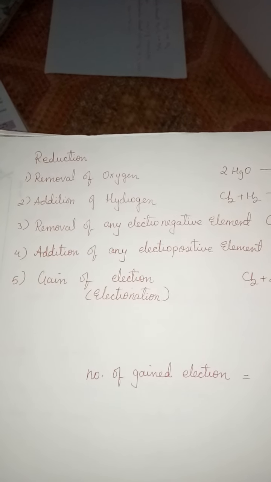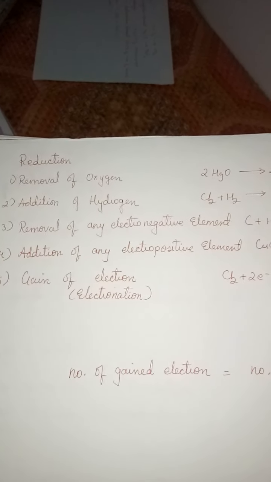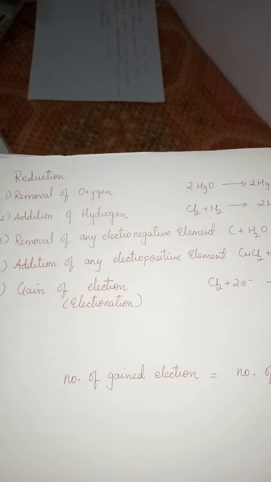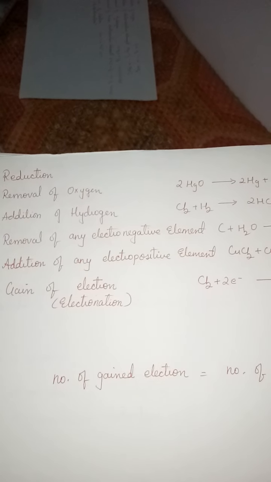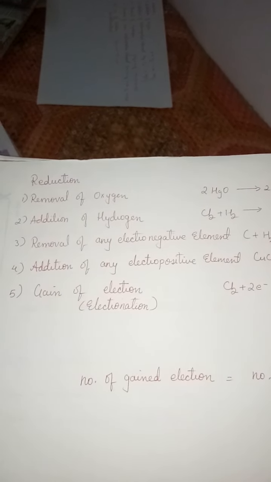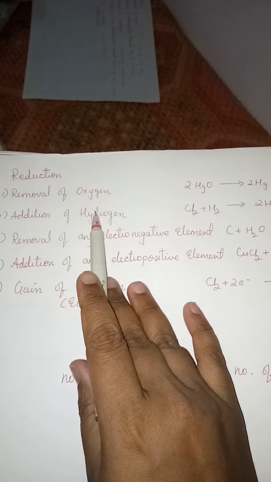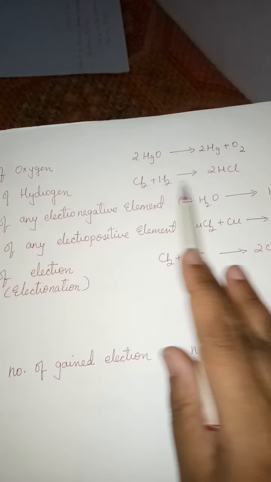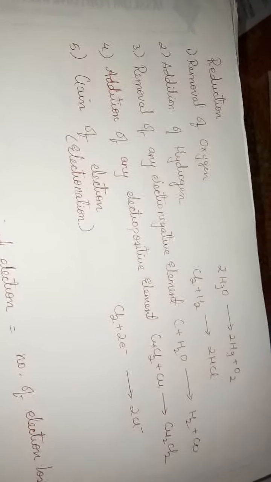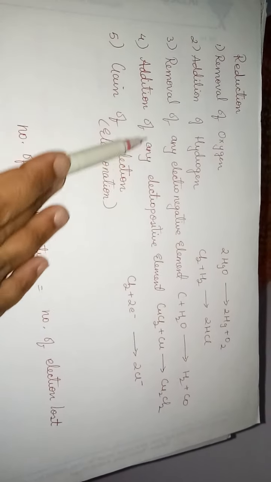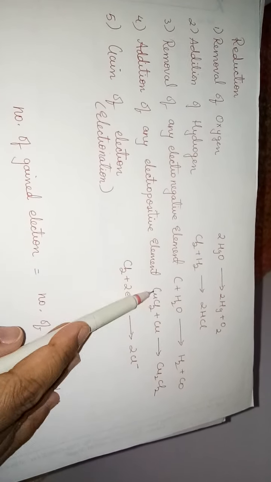Similarly, after oxidation, we have reduction. According to classical concept, what is reduction? Reduction is defined as the process which involves addition of hydrogen or any other electropositive element or removal of oxygen or any other electronegative element. So as you can see, in reduction, oxygen is getting removed, then hydrogen is being added here. Then you can see removal of any electronegative element. This element is getting removed. Addition of electropositive element. Again this copper is being added.